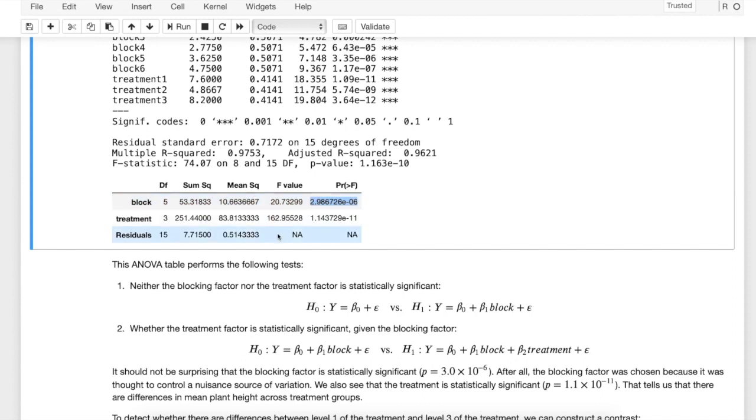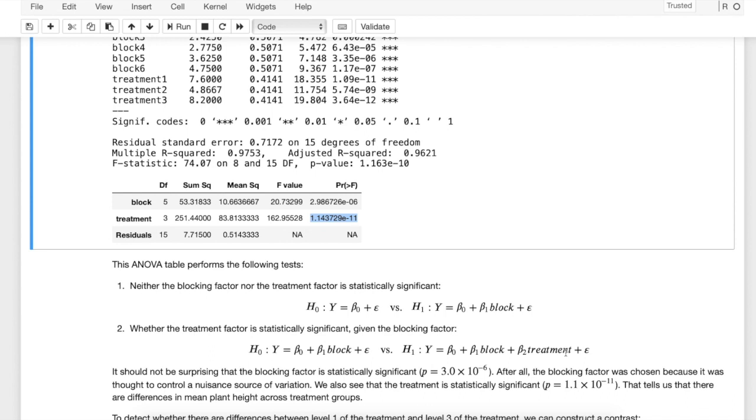All right, so what about the second p-value, this one here? Well, the hypothesis test associated with this p-value is given in number 2 down here. So the null hypothesis would be that you should have the blocking factor but not the treatment factor. And then the alternative would be that you have the blocking and the treatment factor.